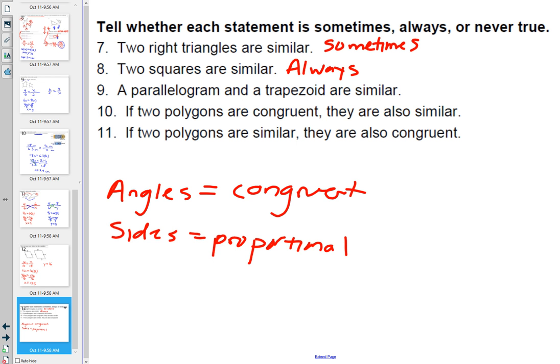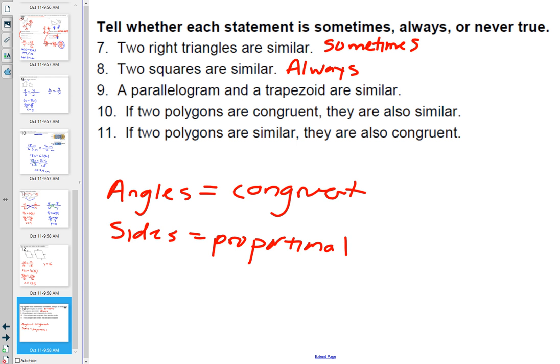So with a square, we know that the angles are taken care of because every single square is going to have what types of angles? 90. Everything's going to be 90. So the question is, would the sides be proportional? What do we know about the sides of a square? If I asked a third grader what they know about a square, they would tell me, they're all the same.